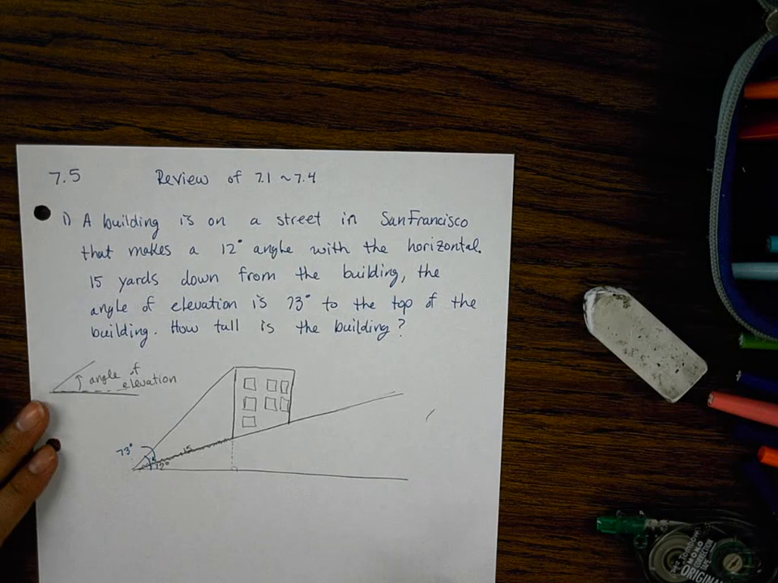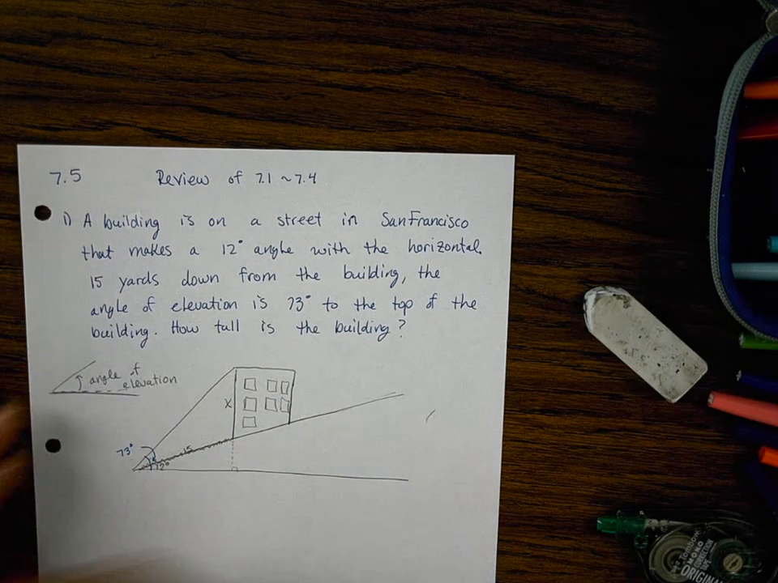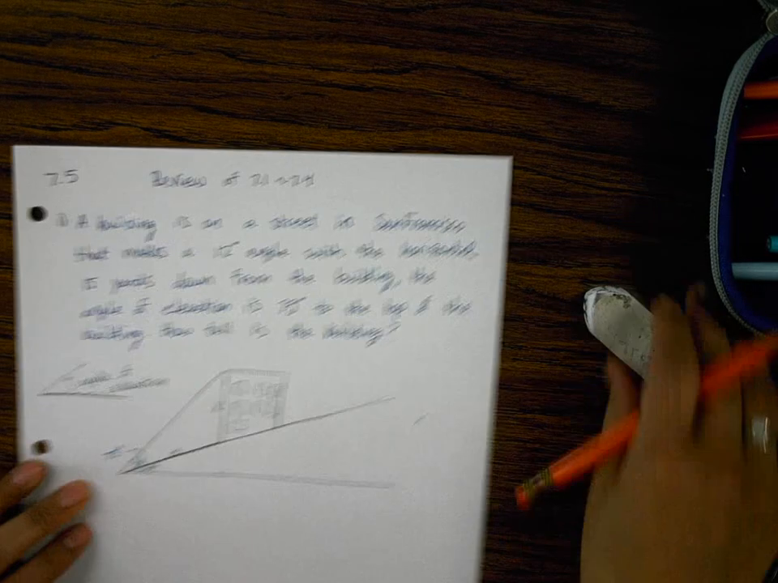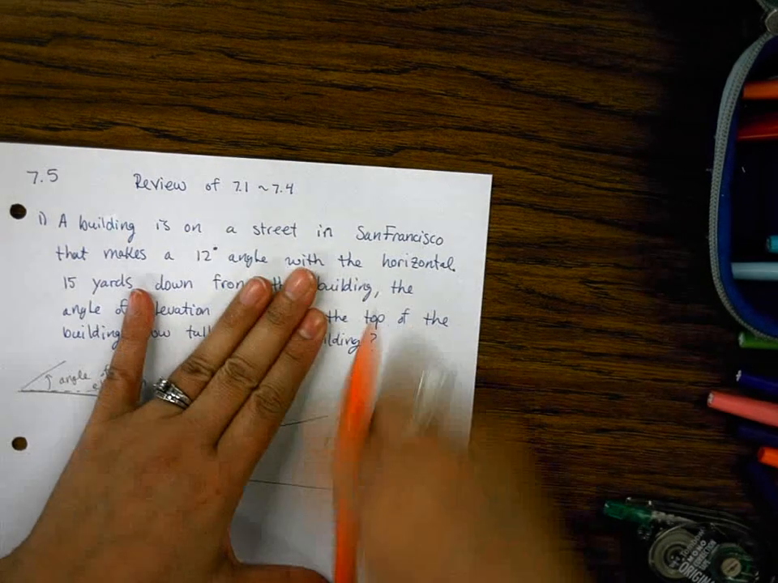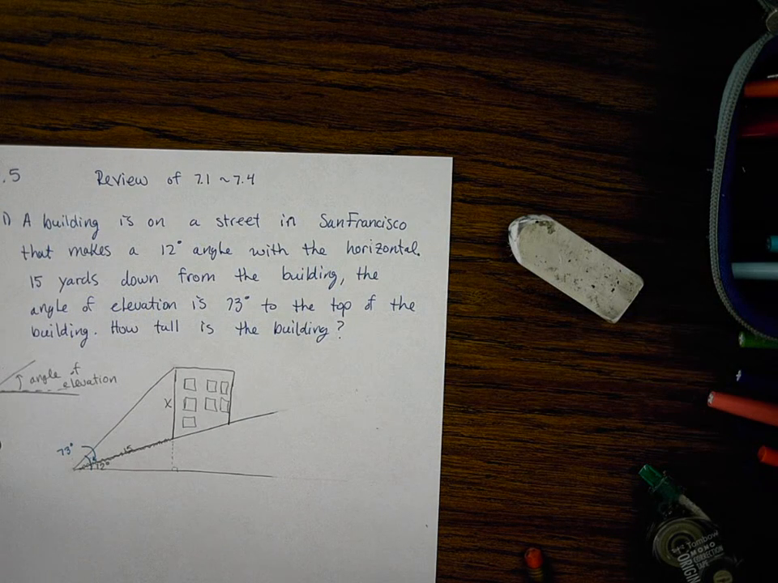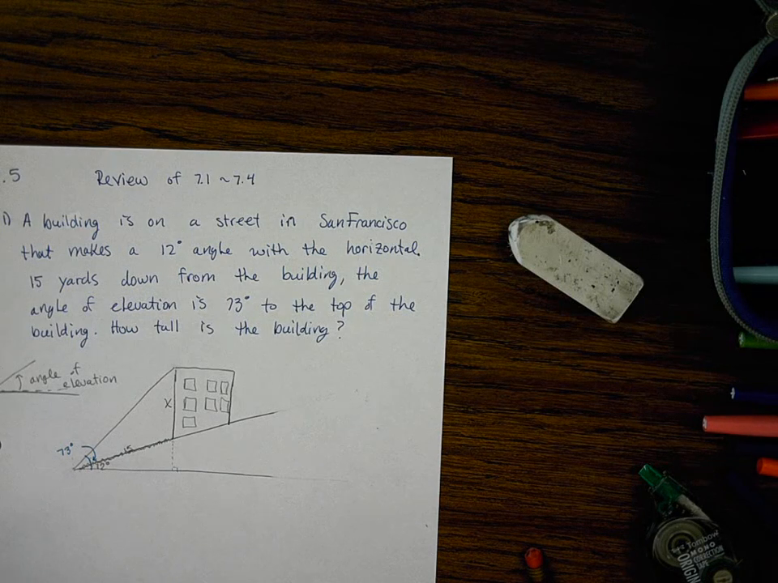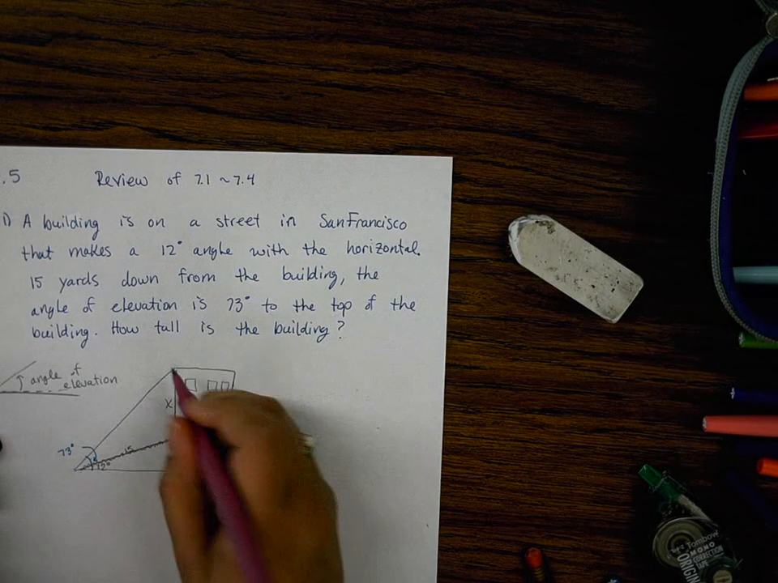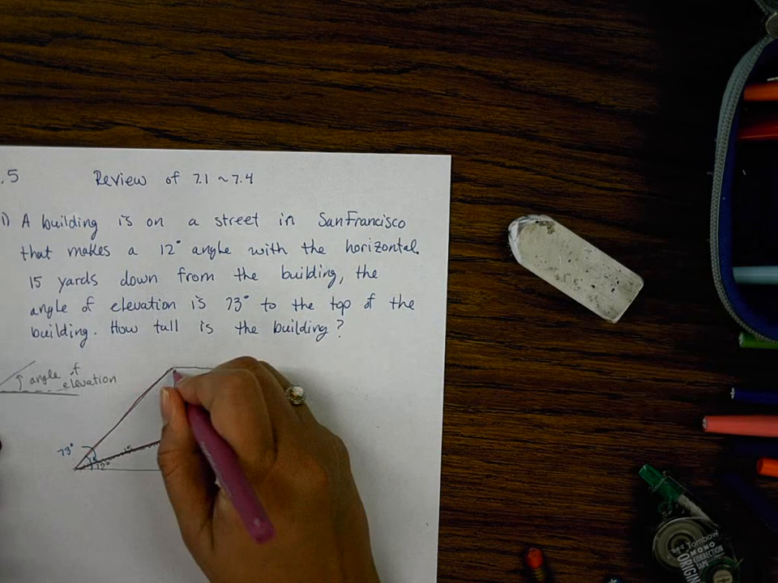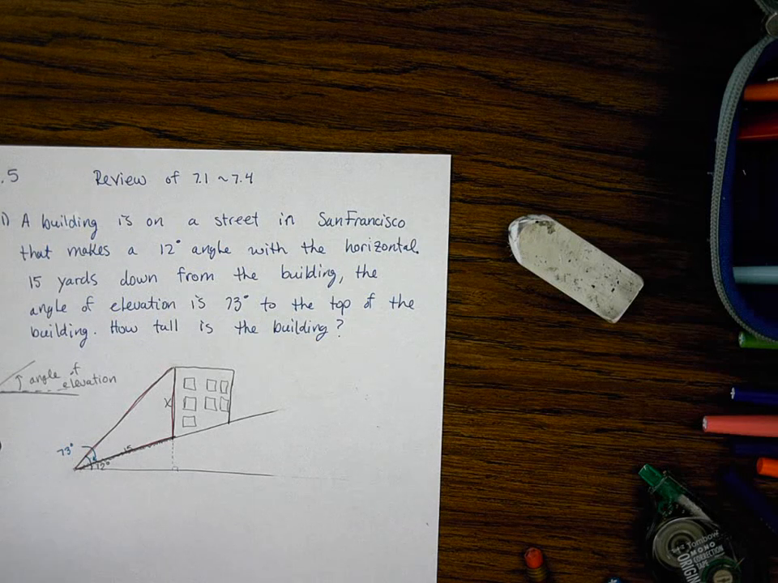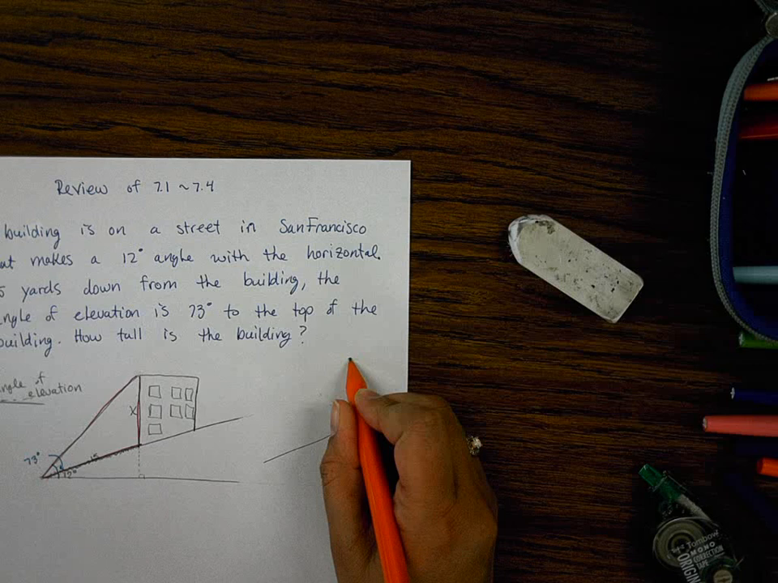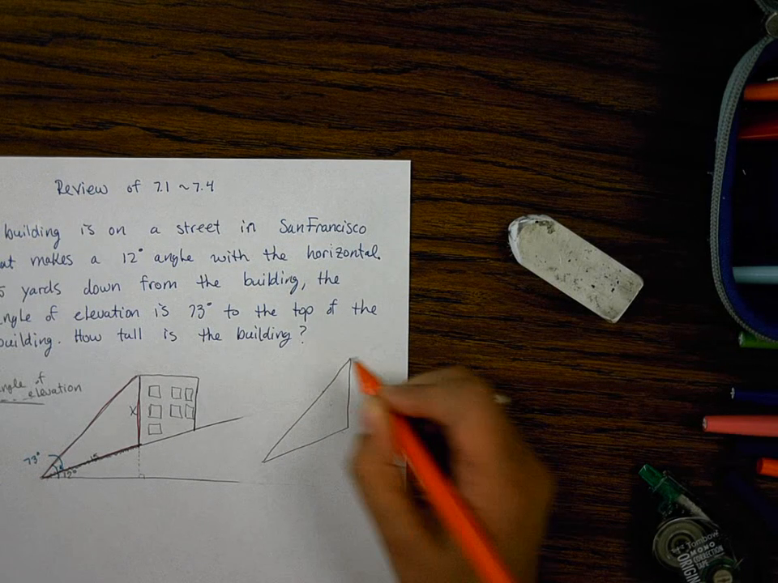I will be redrawing this triangle because it is going to get a little messy. How tall is the building? We're looking for the height of the building. What does this mean? How do we find it? We do need a little more information. So I'm just going to redraw this triangle right here. It's not a right triangle, so I'm not going to use SOHCAHTOA on it.